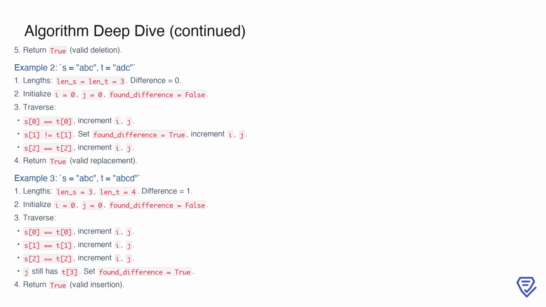In the third example, S is ABC and T is ABCD. The length difference is 1, and as we traverse, all characters in S match their counterparts in T. The extra character D in T represents a valid insertion, so we return true.